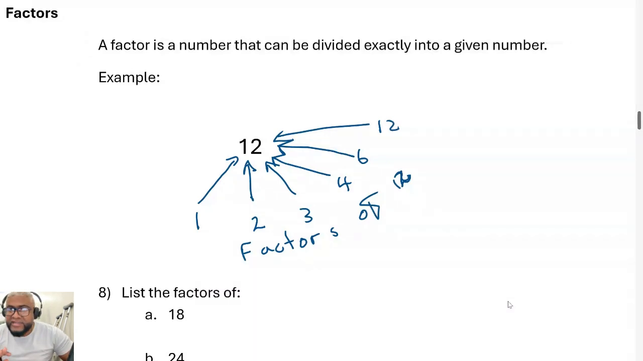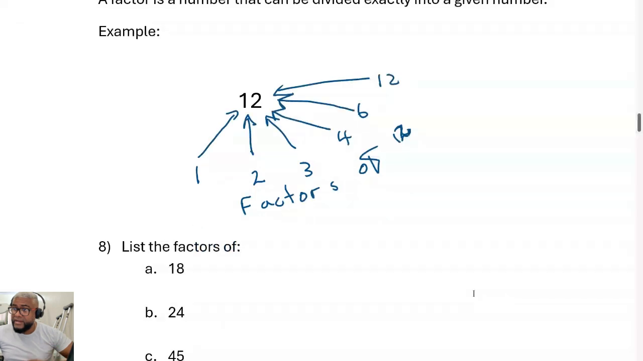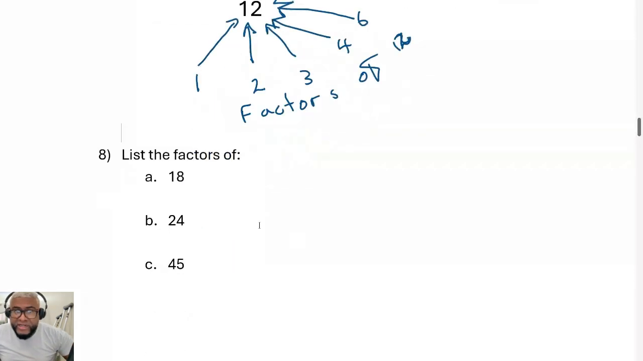A factor is a number that can be divided exactly into a given number. We have an example here, which is 12. The factors of 12 will be 1, 2, 3, 4, 6, and 12. 1, 2, 3, 4, 6, and 12 can go into 12 exactly without a remainder. So you'll see we have three numbers here. Let's list some factors.